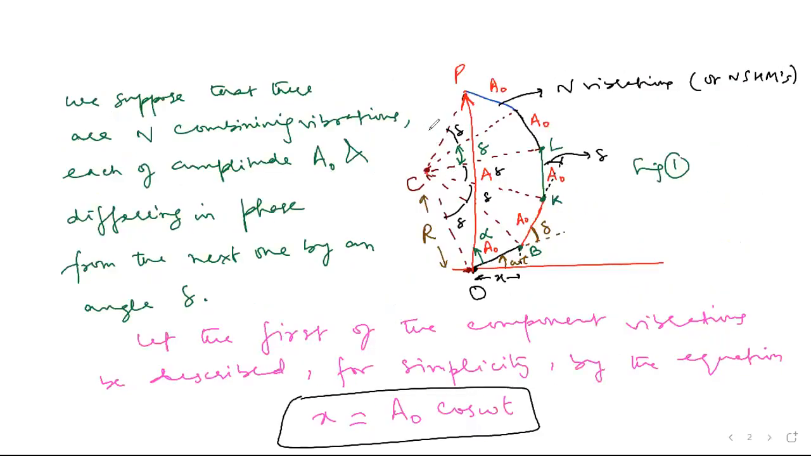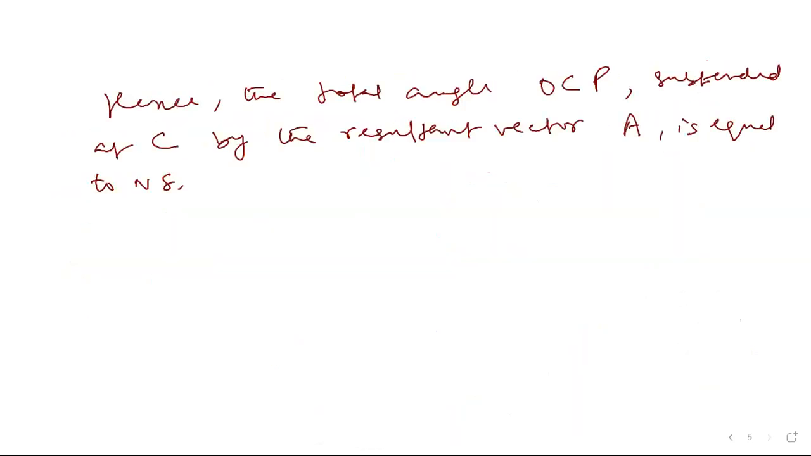This is the angle OCP. Let me use some other color here. This is angle OCP. This full angle is angle OCP. I'm saying it is now n delta, because each angle is delta, and we're imagining that n vibrations are combined. That means n A naughts are combining to make the resultant vector OP having length A. Right? So angle OCP subtended by the resultant vector OP of length A is n delta. Right? So let us move.